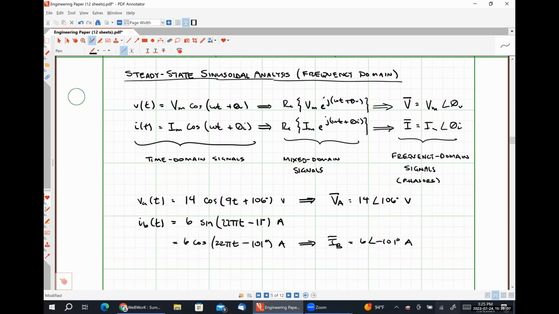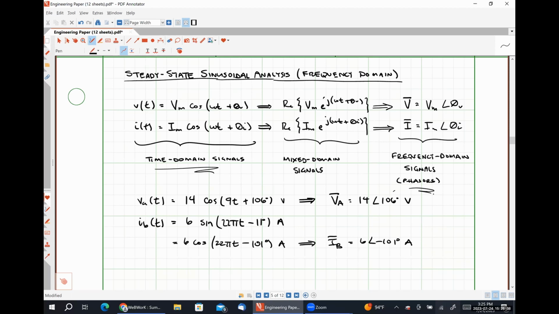Okay, we've just taken the magnitude of our cosine function, taken the phase angle of our cosine function, and thrown everything else away. That's all it takes to go from the time domain into the frequency domain. Represent your signal as a single cosine function, take the magnitude, take the phase angle, throw everything else away. Okay.